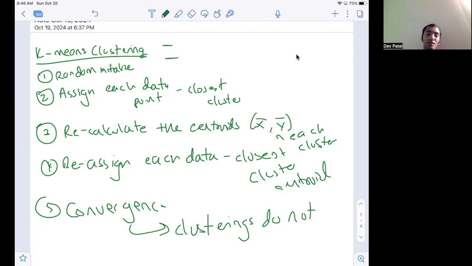Another thing is that because of this random initialization process, you might get different clusterings each time you run this algorithm, because the centroids could be placed at different points, and that may lead to different initial clusterings, and that may change your overall clustering depending on how your data is. So that's one of the drawbacks.